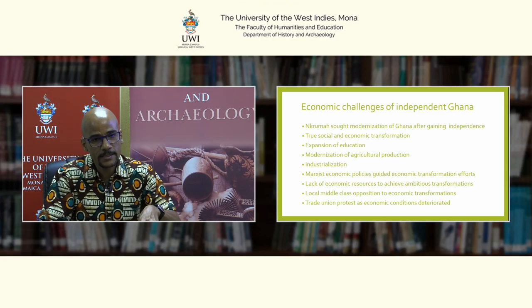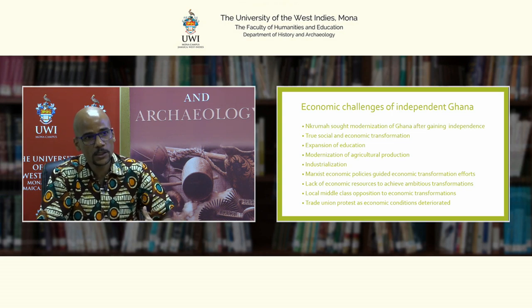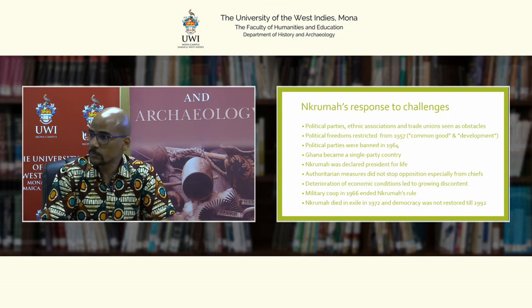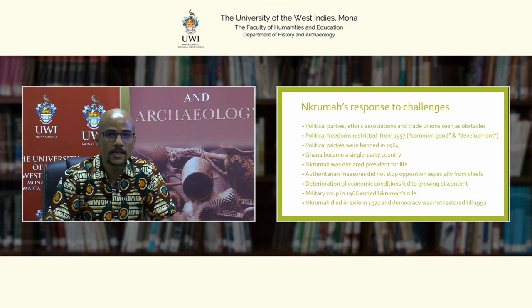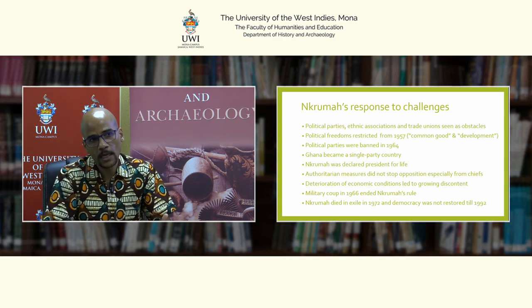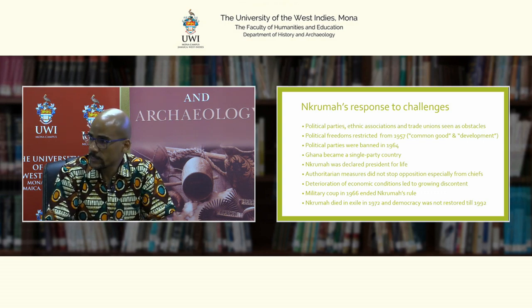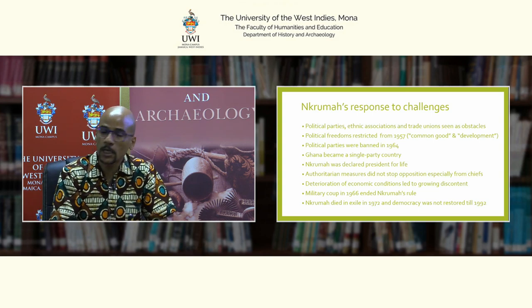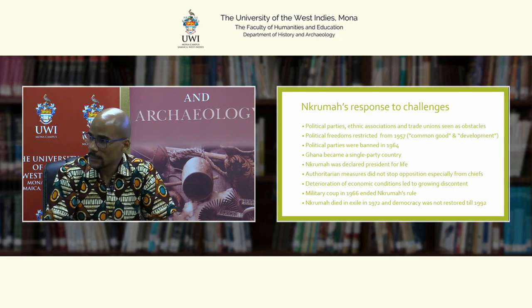And in addition, what we're also going to see is that there's going to be opposition from the trade unions. Because over the course of the 1960s, we will see deterioration in economic conditions. And of course, the trade unions representing the interests of the workers are also going to protest. In this kind of difficult situation is where we're going to see the worst of Nkrumah. It's very significant mistakes. To him, political parties, ethnic associations, trade unions, everything that represented pluralism became an obstacle to his vision of what Ghana should be.